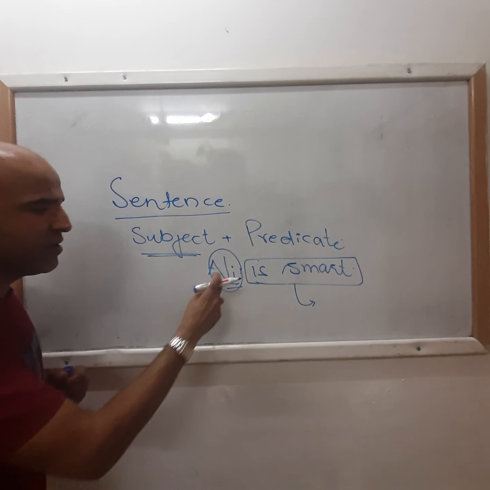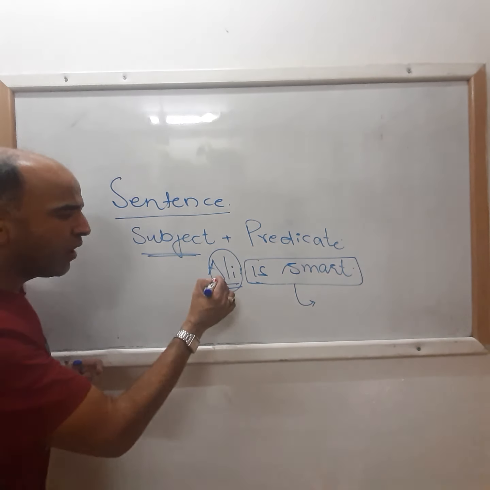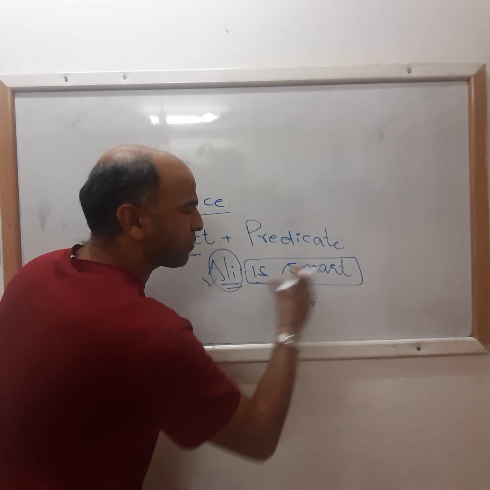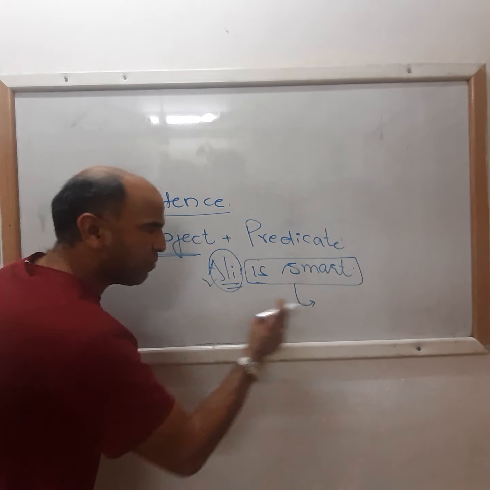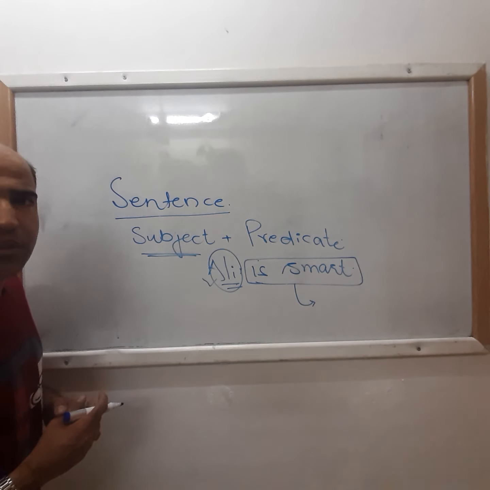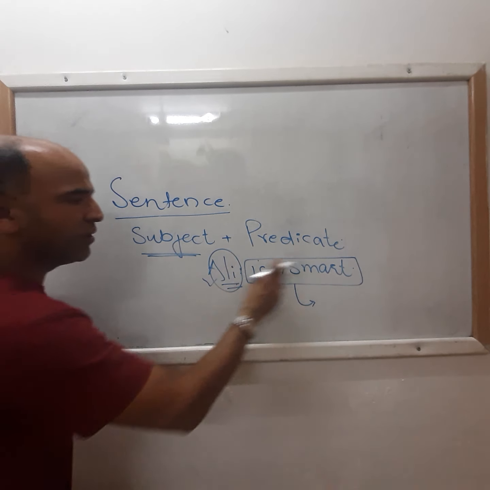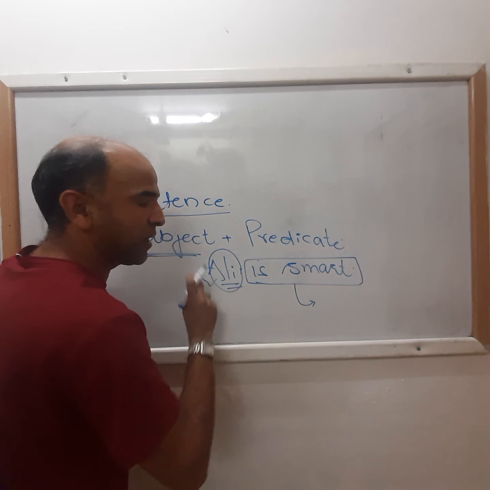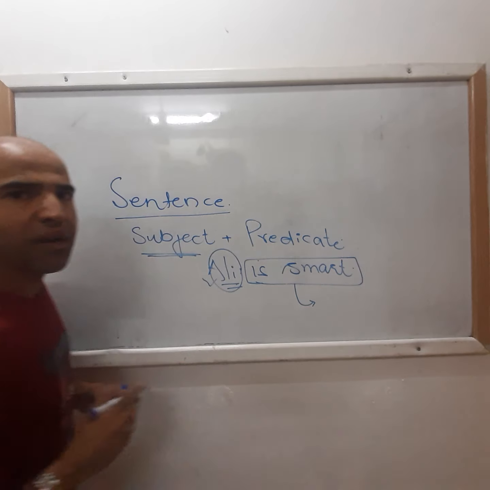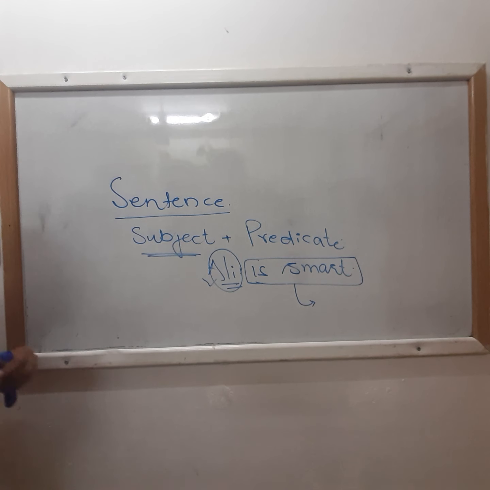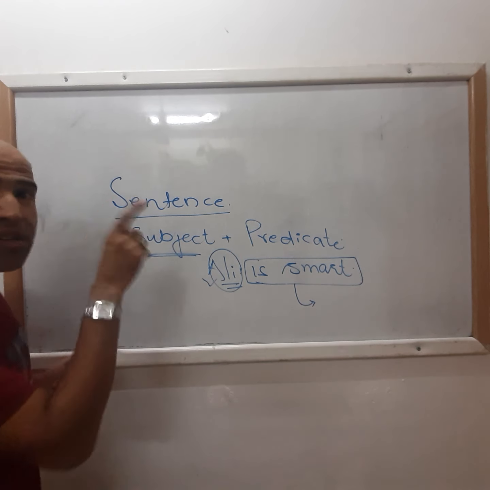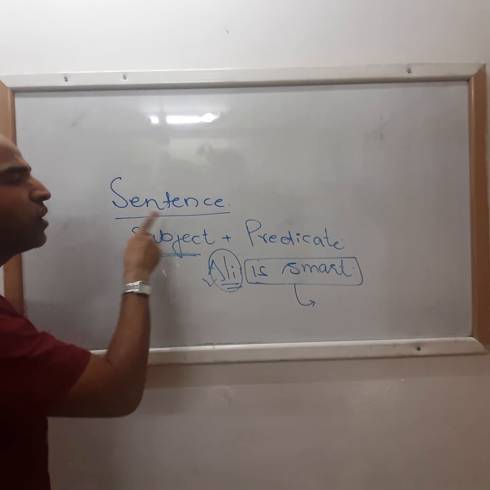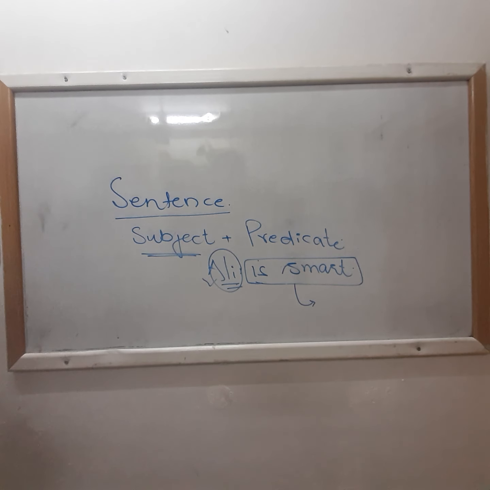Looking at this sentence, Ali is smart. Clear? Now Ali is the subject you are talking about. Is smart is your predicate because this part of the sentence gives you information about Ali. So it gives you complete sense and it is the combination of subject and predicate. So before talking about simple, compound and complex sentences, it is mandatory for a learner of the English language to know what a sentence means.